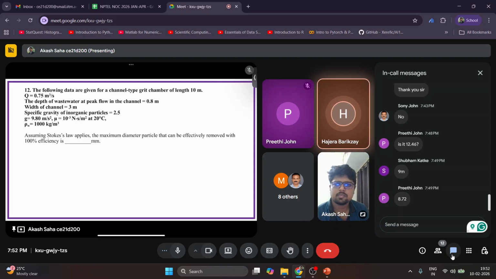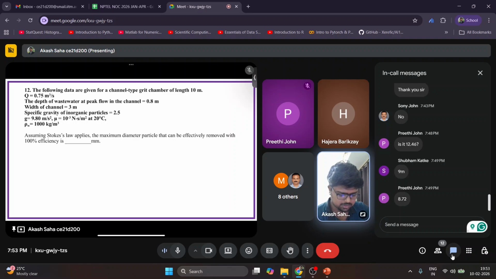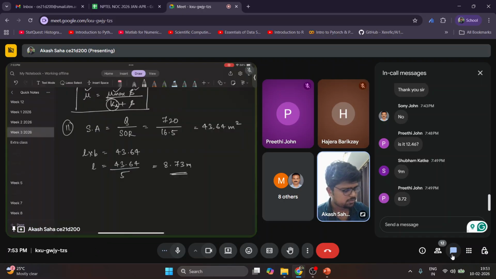After applying the Stokes law, we get a number like 0.175. Yes, 0.175. That is true. So 0.175 mm, that you will get. Okay, I will solve it for others.